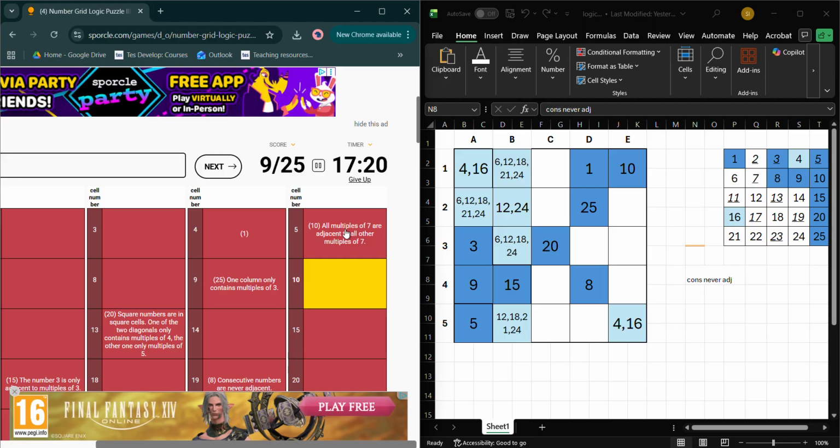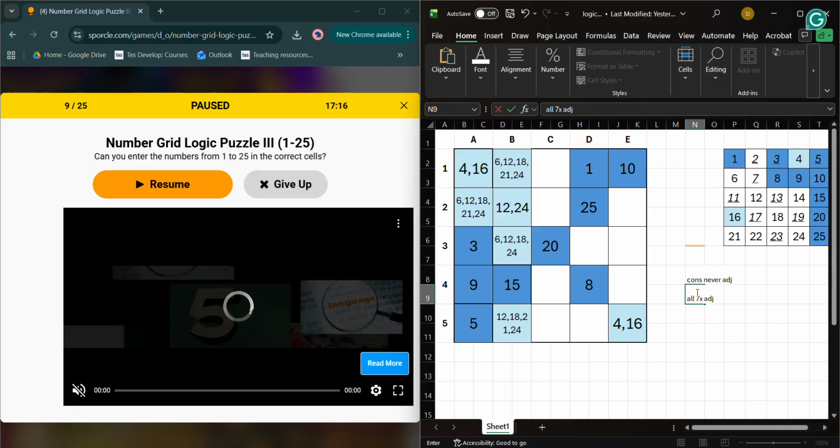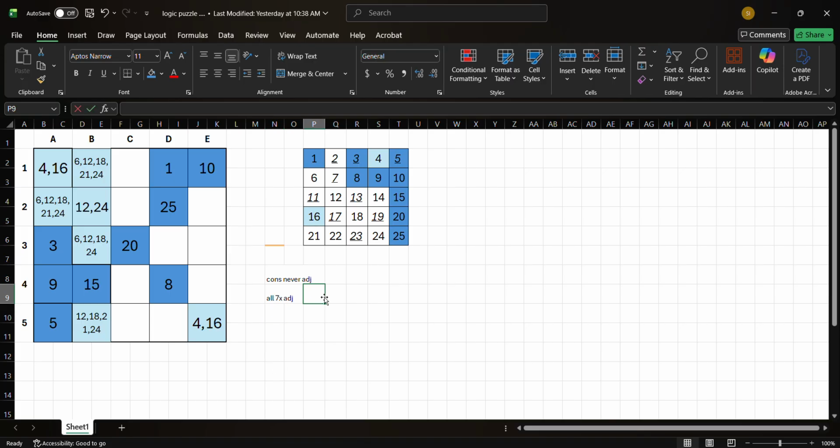Gives us a clue. All multiples of 7 are adjacent to all other multiples of 7. Adjacent to all others. So multiples of 7 are 7, 14 and 21. So have we got any of those in here? No. But we know that the 21 could be there, there, or there.